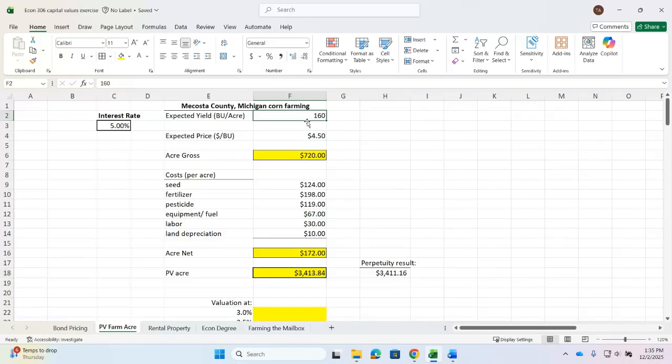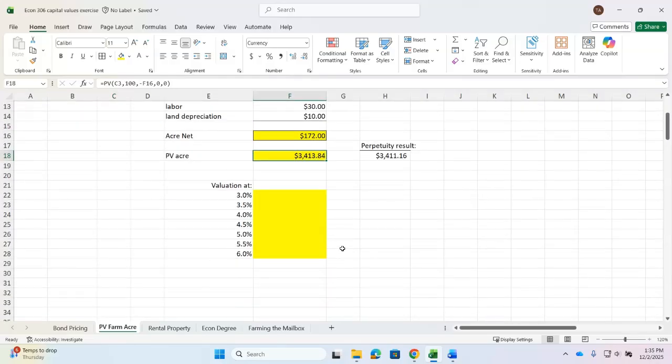So we could also, of course, change that on the basis of the price. If corn becomes way more valuable, that land becomes way more valuable. And then, of course, let me go back, the interest rate. If the interest rate drops, the land becomes way more valuable. Now, I want you to just keep this at 5%. You should have about 3413 right here.